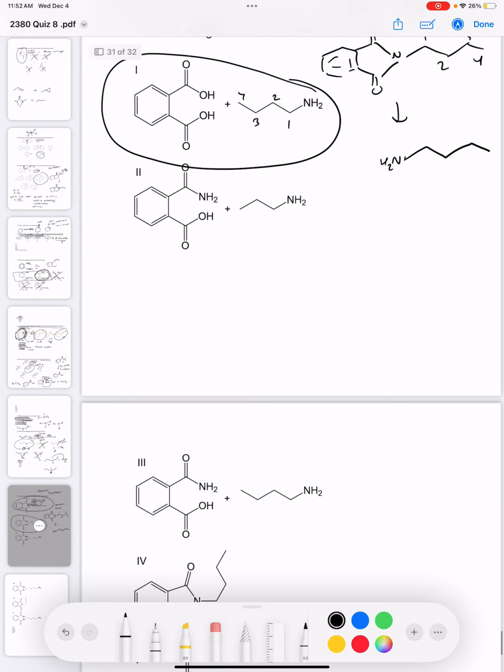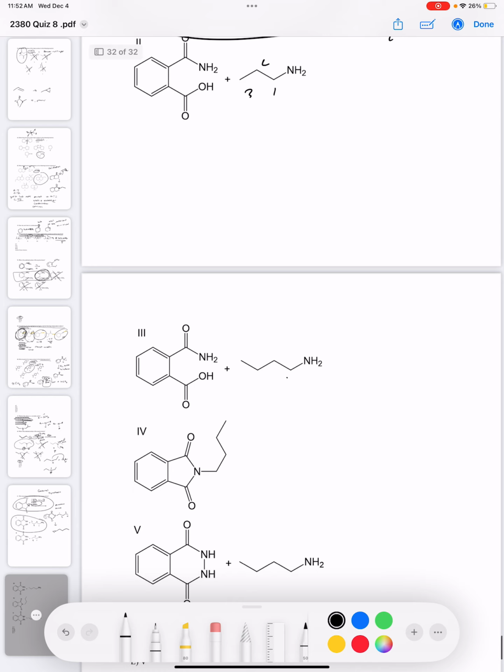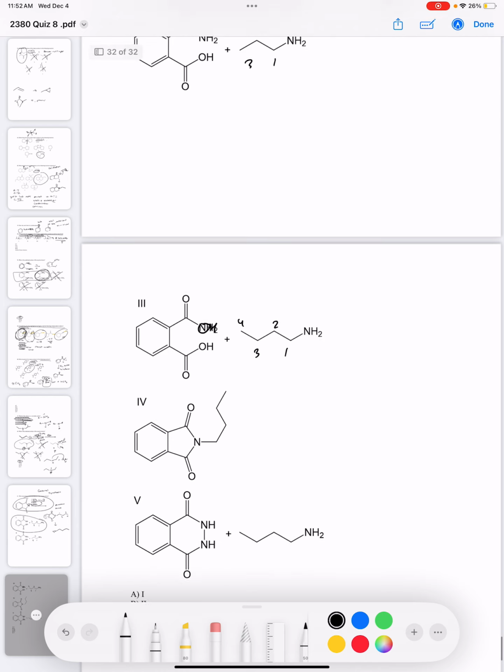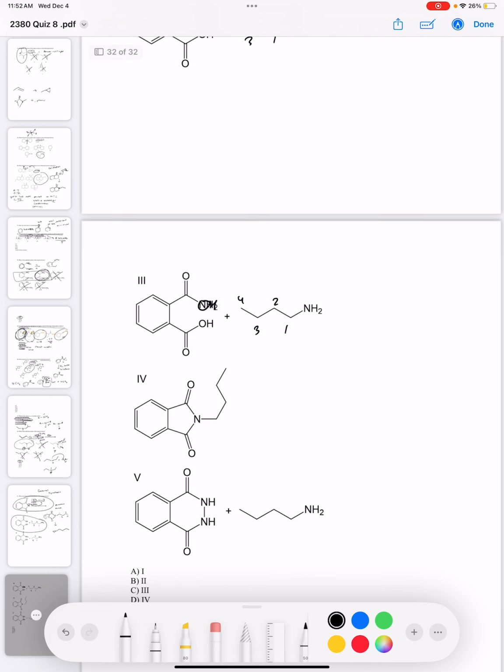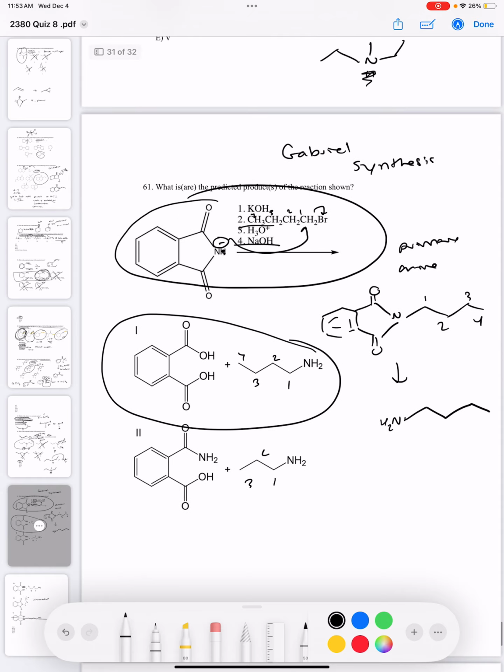This is only 1, 2, 3, so that's not right. This is 1, 2, 3, 4, but you should have 2 OHs there, which I'm not going to test you on. This would be an intermediate, so this would form, but it would not be what you get in the end. And then this right here, you're not going to get the NH2s because when it releases, it uses the amide as a leaving group and replaces it with the OH.